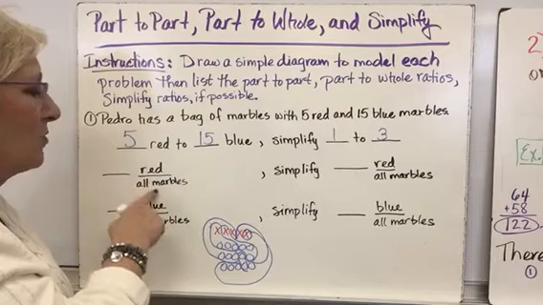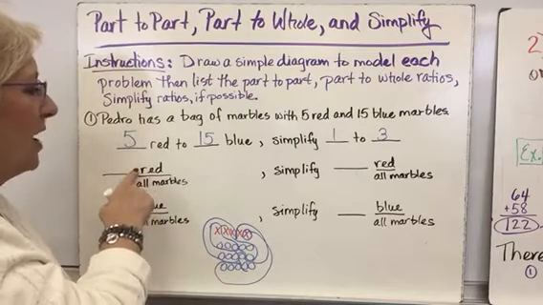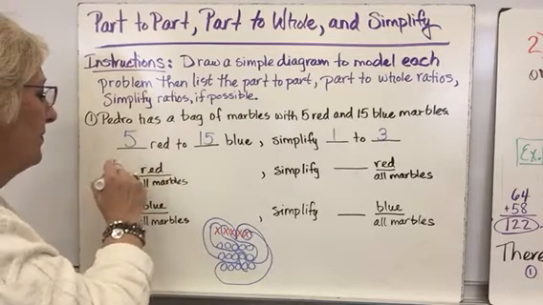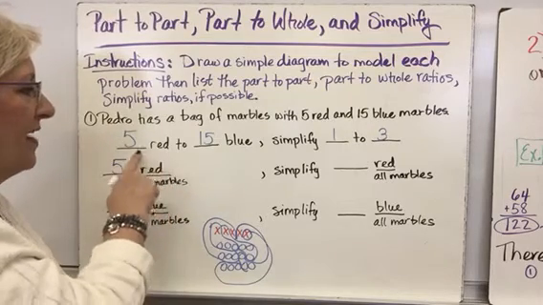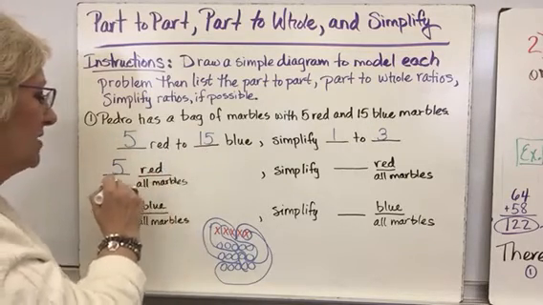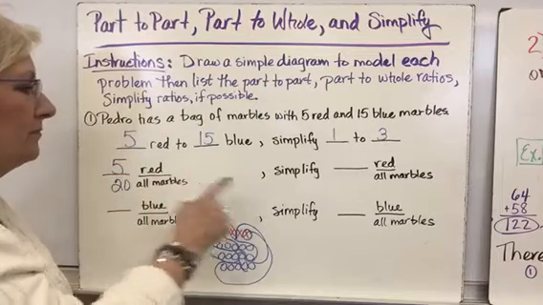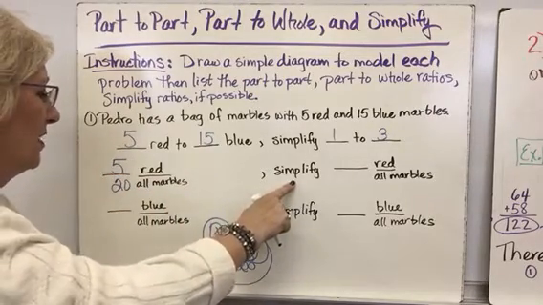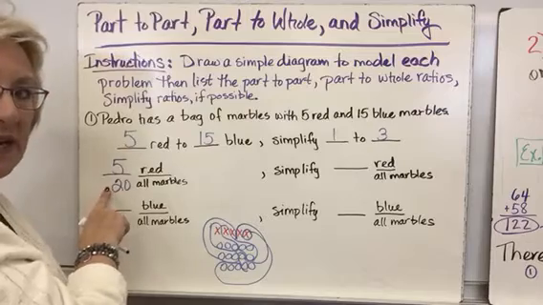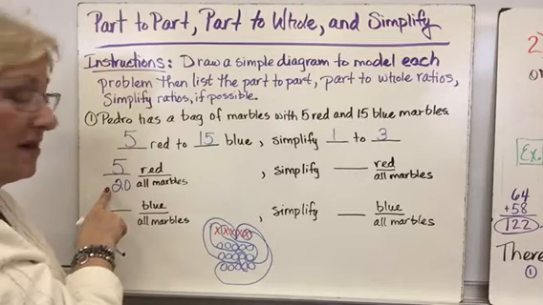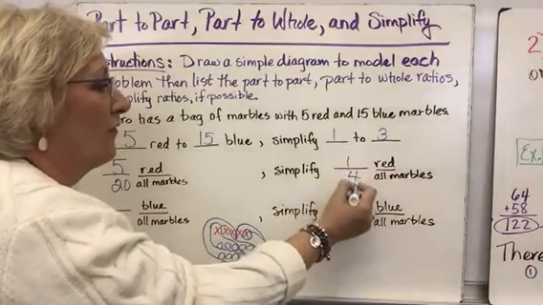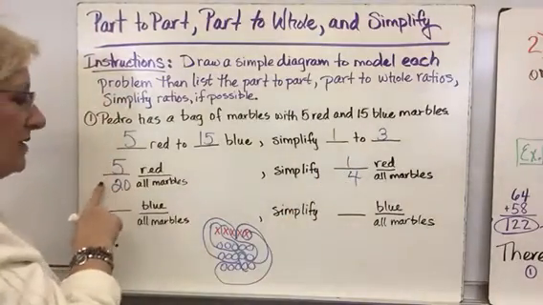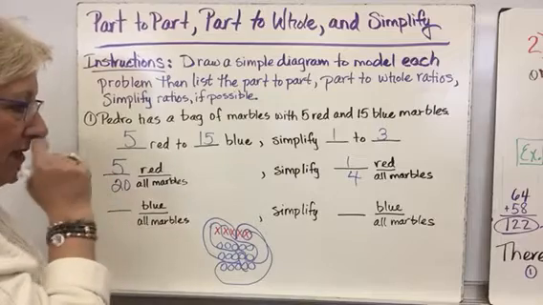Here I've got 3 marbles to all the marbles. I've got the red marbles, which are 5. And I want to know, what is the total number of marbles? Well, if I have 5 red and 15 blue, that total is going to be 20. To simplify it, I'm going to put what goes into 5 and 20 evenly. It's like simplifying a fraction. I know that 5 goes into both, so it's going to be 1 over 4, because 5 goes into 5 once, and 5 goes into 20 4 times.